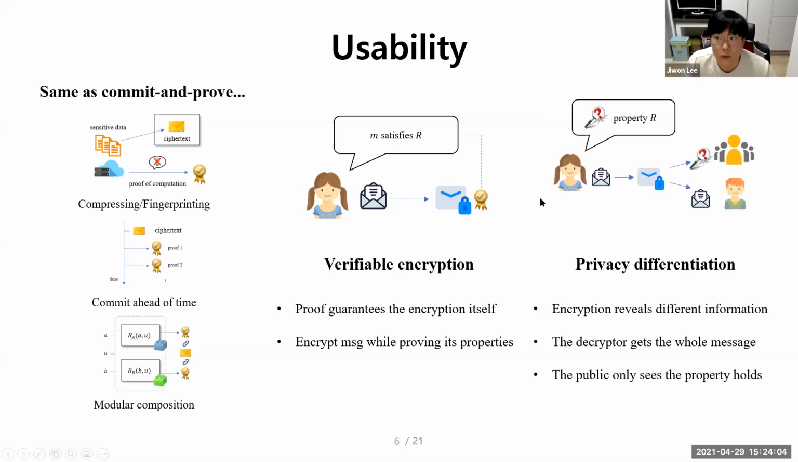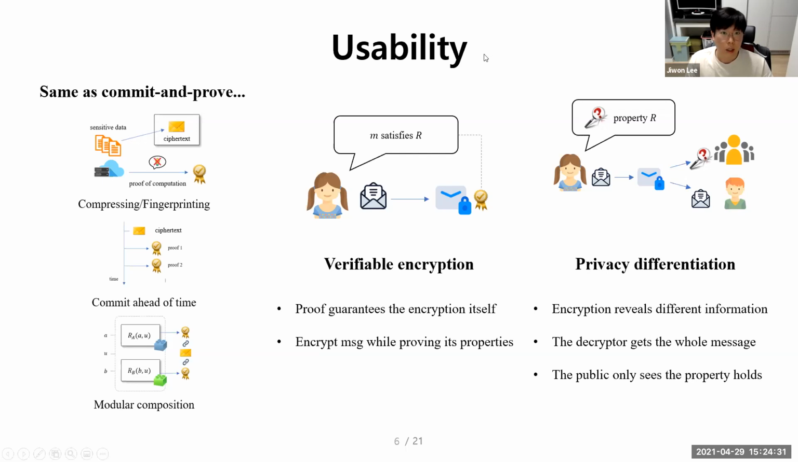And the third one would be the privacy differentiation. Because the ciphertext can actually reveal different information, that is, a whole message or some proof. So there is another party, the decryptor, now compared to CommitImprove. The decryptor is going to get the whole message by decrypting the ciphertext, while the public, the verifier, which is the same as in CommitImprove, can only see that the property or the relation holds by checking the proof.